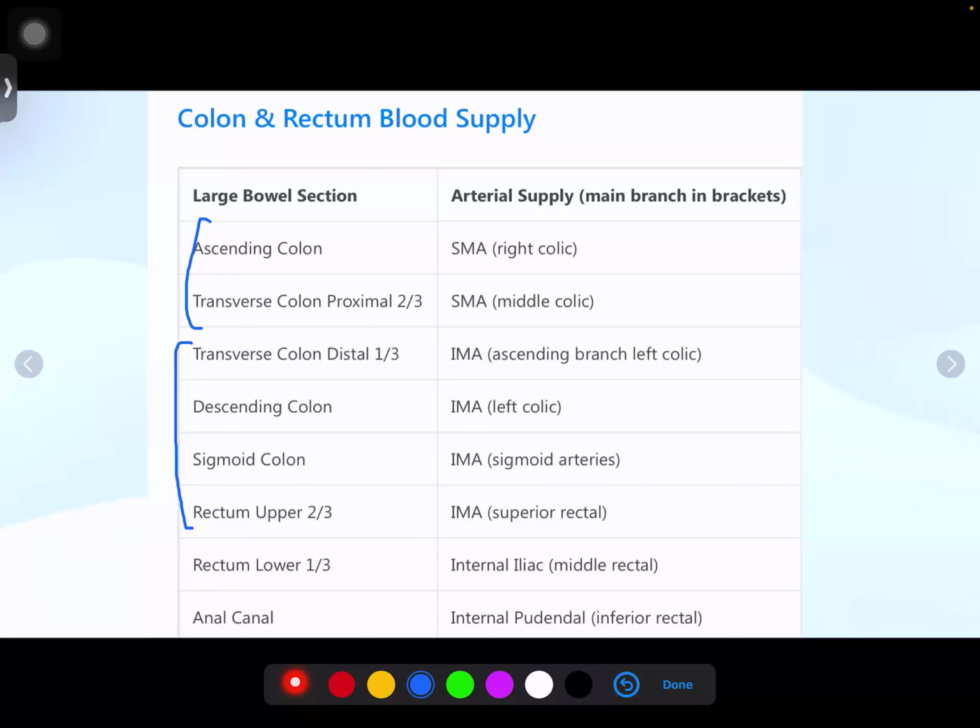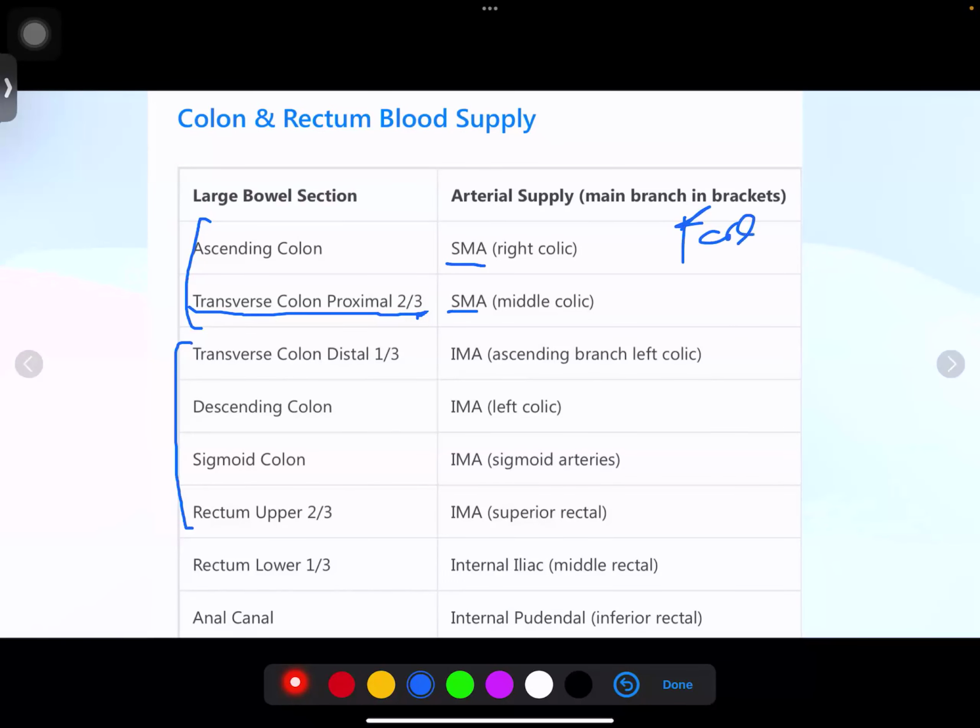Basically, the vascular supply is actually according to the embryological origin. So whenever they ask you in the GIT about the nerve supply or the blood supply, just go to the embryology and see from which structure it has developed. Like you all know, the ascending colon and proximal 2/3 of the transverse colon, starting from the duodenum, are supplied by the superior mesenteric artery.